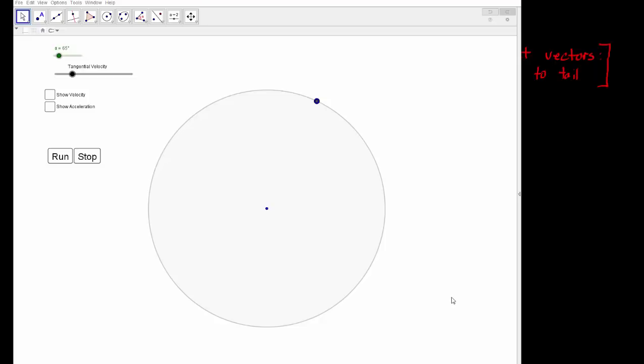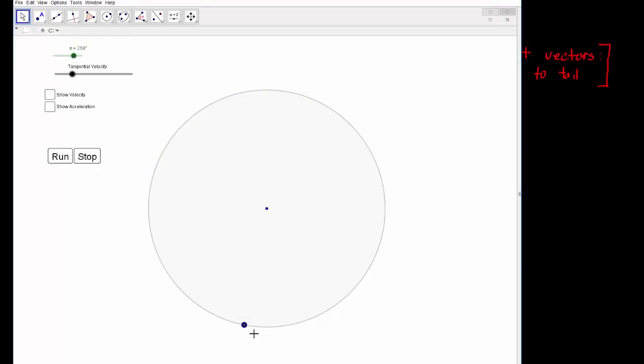So we're going to start our study of circular motion. This is a shift from one-dimensional motion, which is just motion in a line, to two-dimensional motion. And to look at it, we're going to look at it qualitatively first. And so I built this little GeoGebra app.